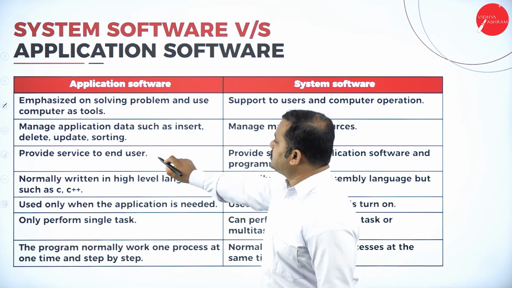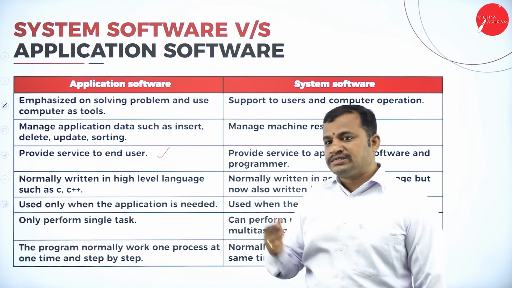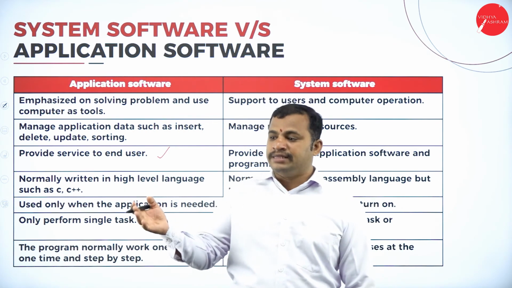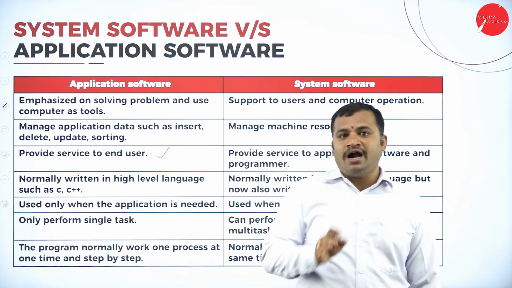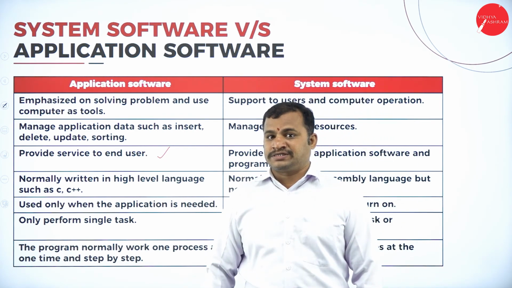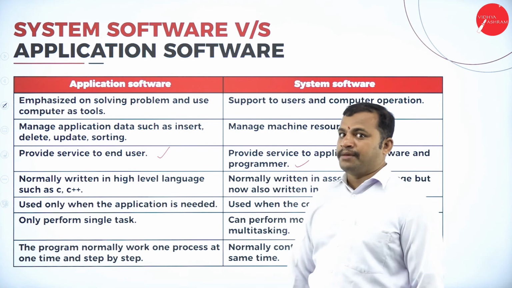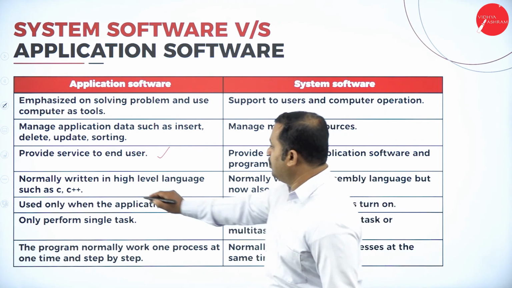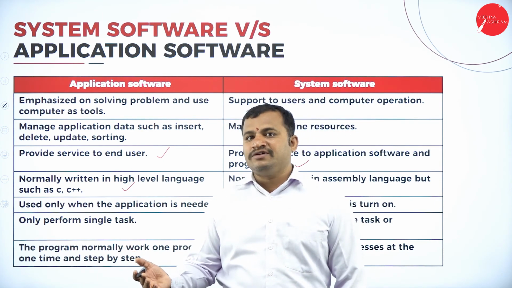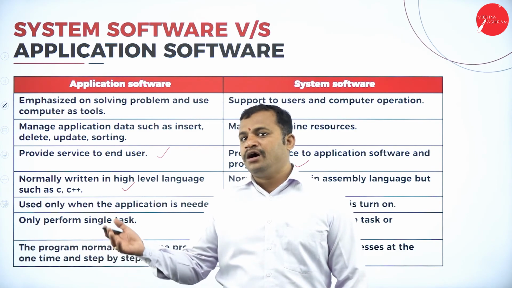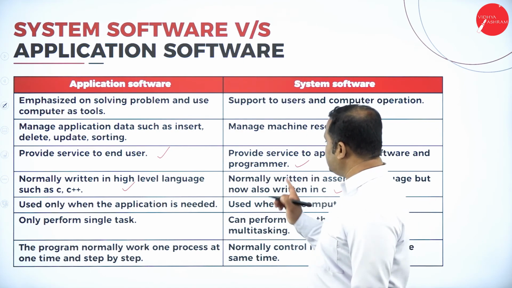Next, provide services to end users. As I have already told you in the previous picture, the user's requests are serviced by the application software. Then, between application software and the hardware, which interface or bridge lies? System software. So, it provides services to application software and the programmer. Then, normally written in high-level language. We know that these programs can be written in high-level languages like C, C++, Java, and many other languages. But these are normally written in C language.